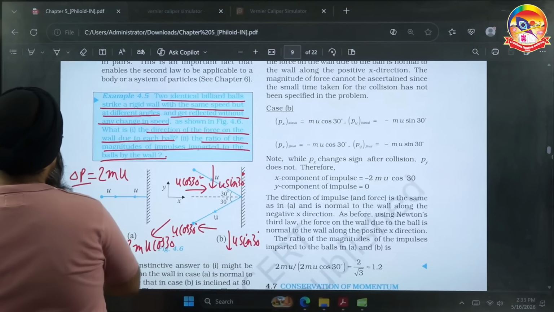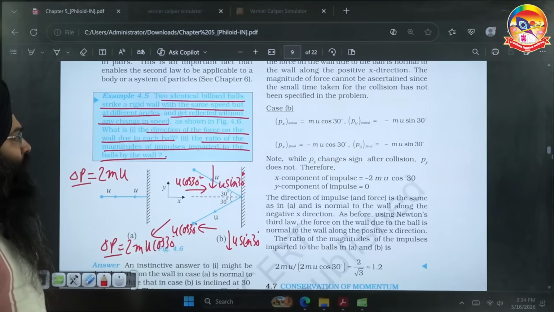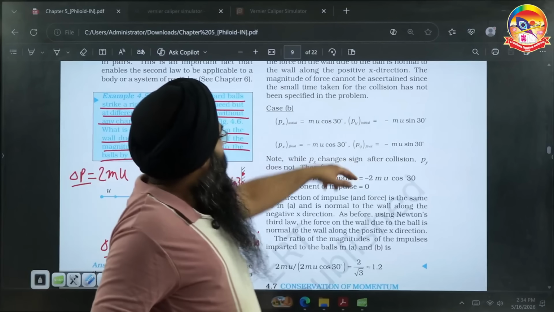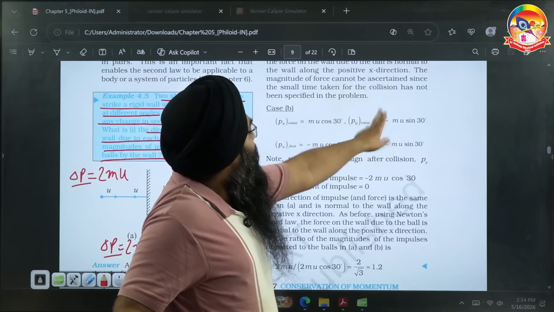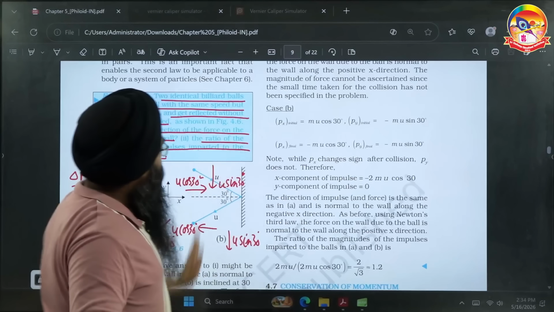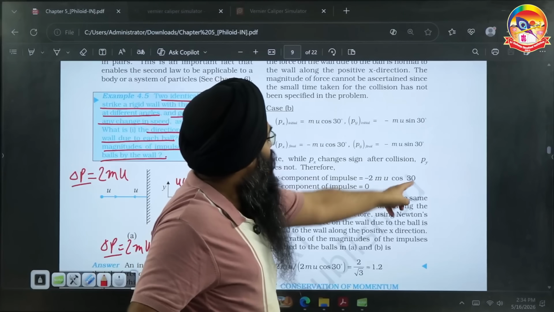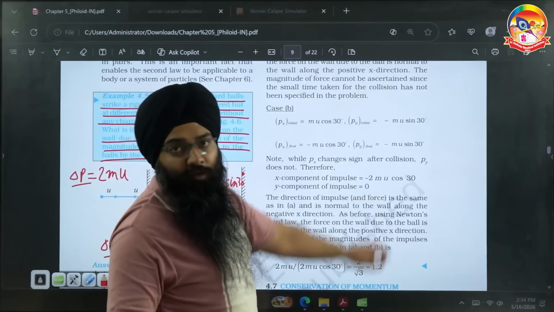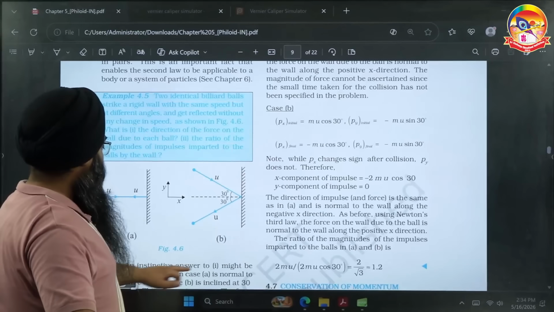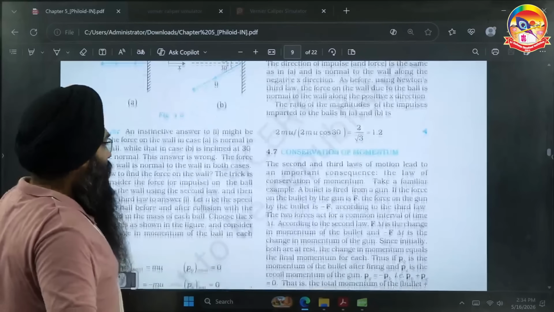And this will be the impulse, and if you want, you can calculate the ratio of those impulses. So this is what they have written. There will be no change in the initial and the final momentum in the y direction, but there will be a change in the x direction. So that is the answer coming, 2mu cos 30, and the y component of impulse will be 0. I hope this particular example is also clear to you.